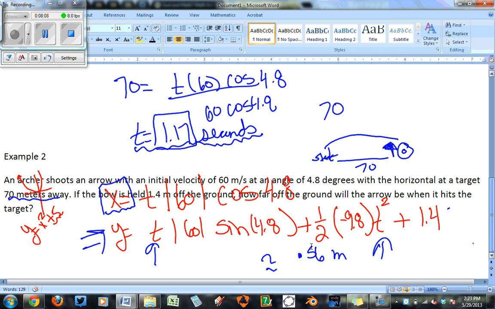0.56 meters. Anyway, I tried to give you a short run through of modeling parametric equations with motion. I hope this helps. We'll see you in class.